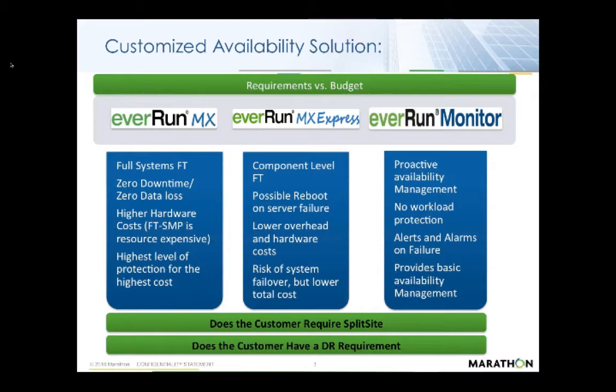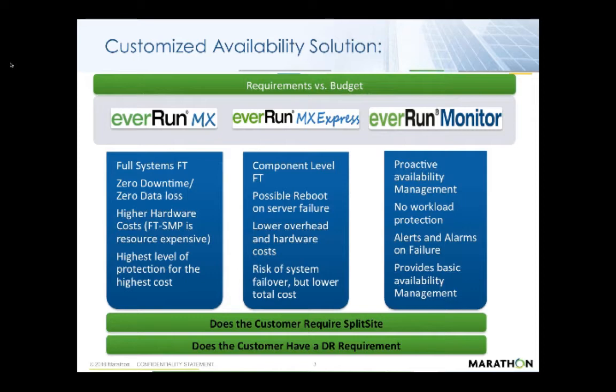And the reason we wanted to go through this with everybody is to make sure everyone understood the breadth of technologies that Marathon is able to offer. We're obviously best known for our multi-core, multi-processor, full system fault tolerance solution, Everrun MX. And of course, we're able to offer that zero downtime, zero data loss. We are first to market with the FTSMP, and ultimately being able to offer multi-processor, multi-core, fully fault-tolerant systems running on top of our platform.